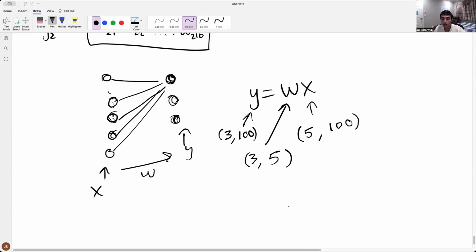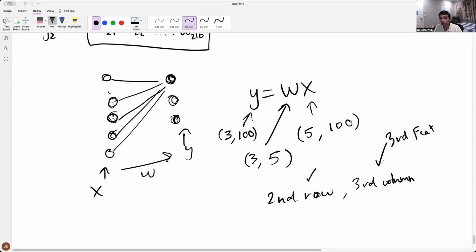So if you're in the second row but in the third column, what this would do is inform you of how you are going to use the third feature in order to compute the second output. Okay, that's essentially what it means. And over time, you'll get used to this notation of matrices and stuff.